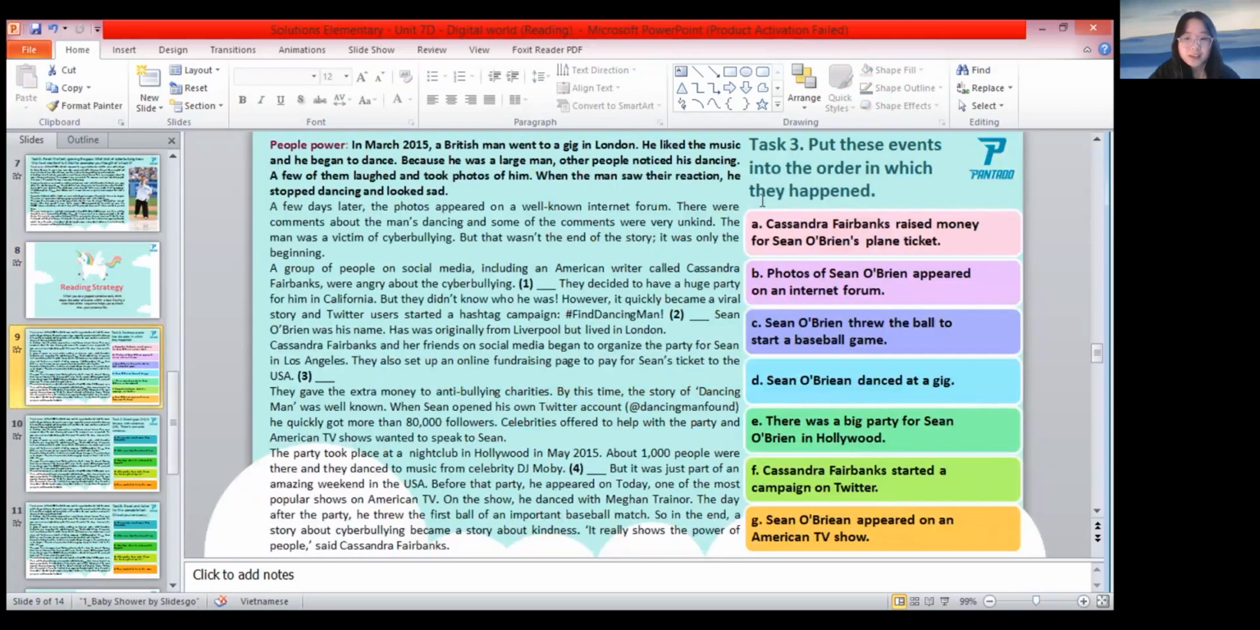Now, let's do this one first. We have 4 gaps here, and now can you put these events into the order in which they happen?